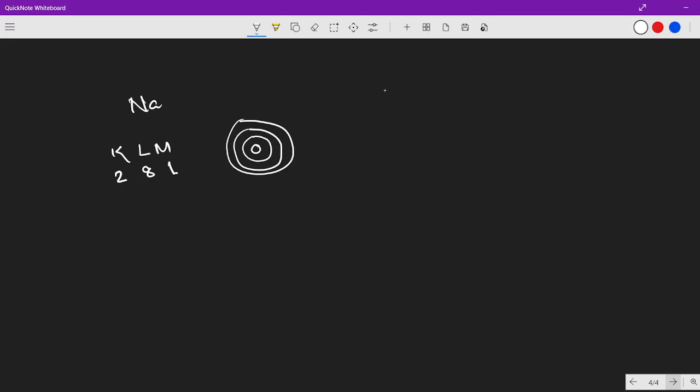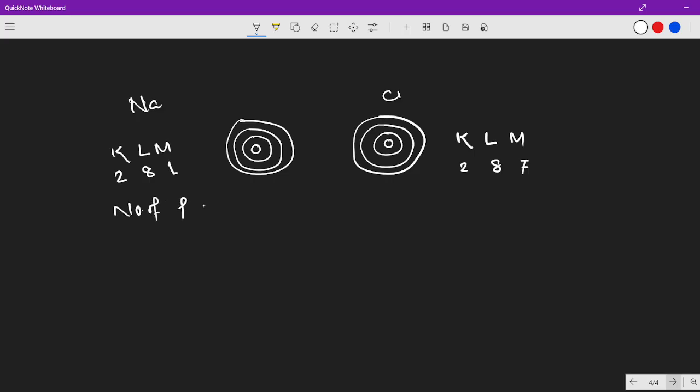1 electron is there. Similarly, let's understand for chlorine. This is 1, 2, and 3. In this case, it also has 3 shells, that is K, L, M, with 2, 8, and 7. In sodium, number of protons is equal to 11, electrons equal to 11. In chlorine, number of protons is equal to 17 and electrons equal to 17.